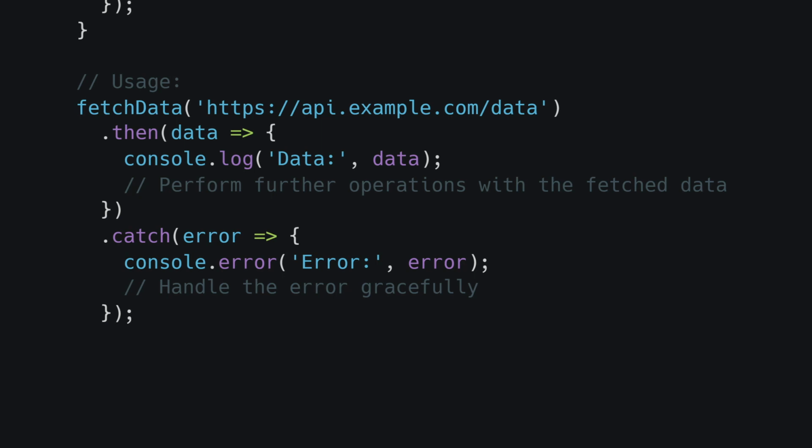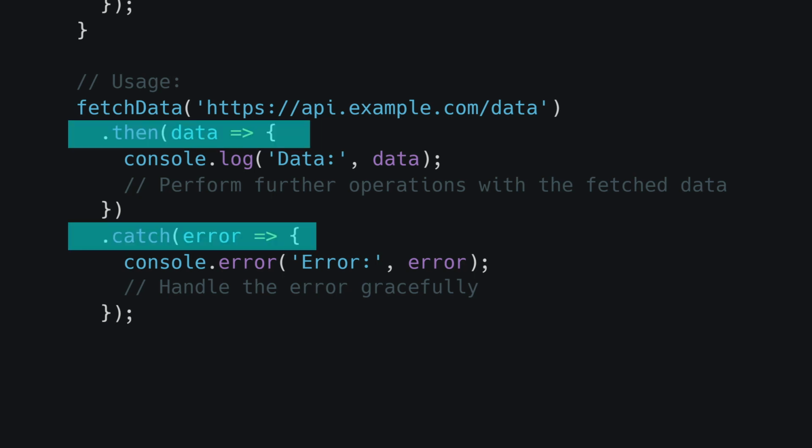Now, promises have two possible outcomes. They can be either resolved or rejected. When resolved, the promise returns the value we expect. When rejected, it handles errors gracefully. To handle these outcomes, we use the then and catch methods, respectively.